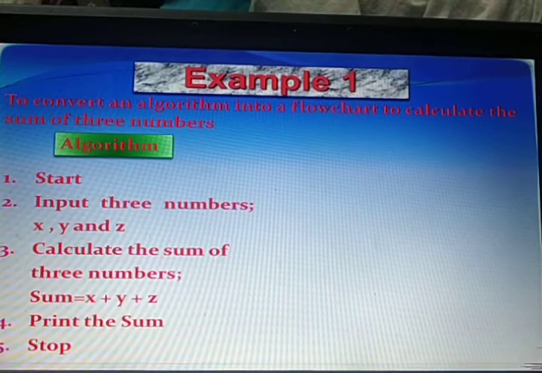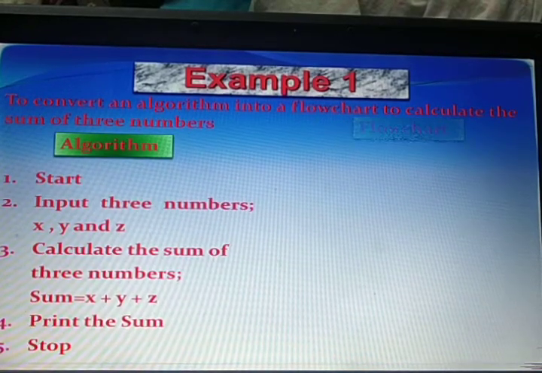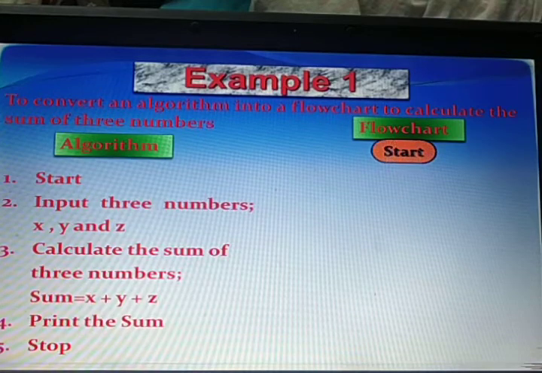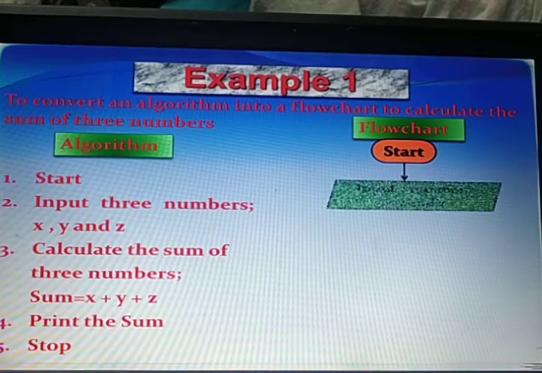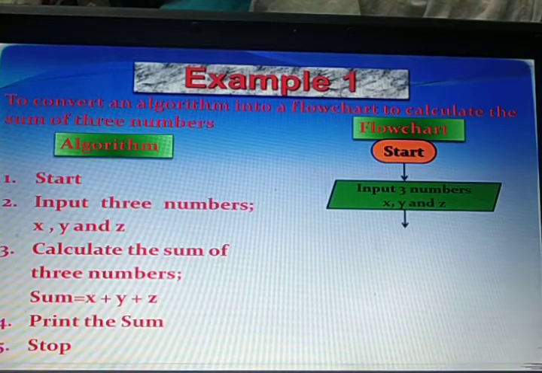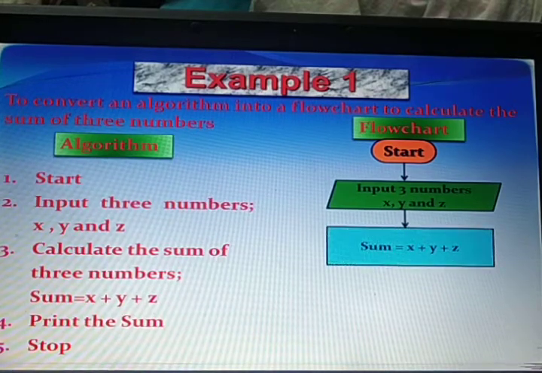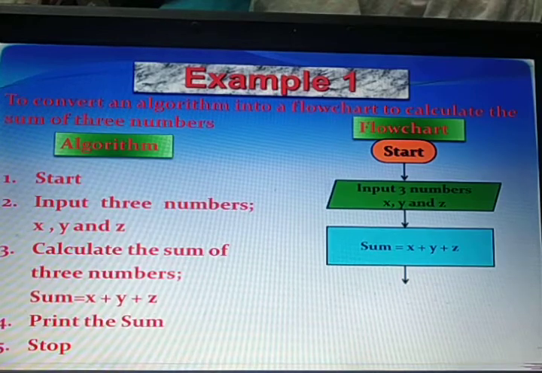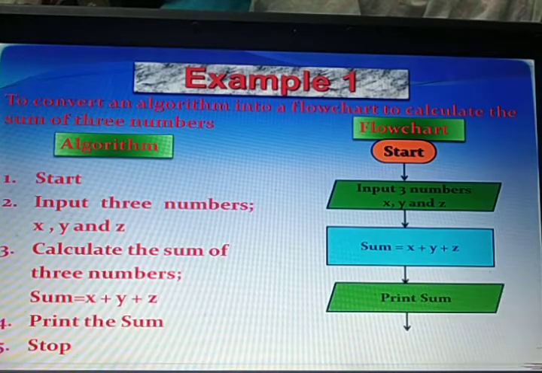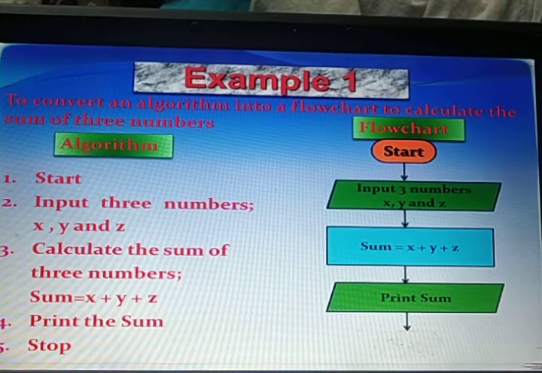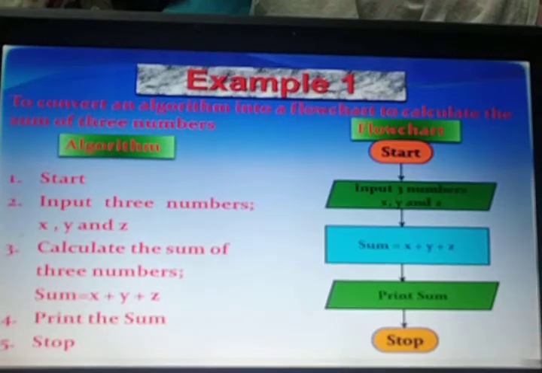Then stop. The flowchart of this algorithm is: first start. Here we use an oval shape to start the flowchart. Then take input in a parallelogram box. Just input three numbers in x, y and z. Then in a process box, sum equals x plus y plus z. It means the addition of x, y and z is stored in the sum variable. Then print the value of sum. And at last stop.